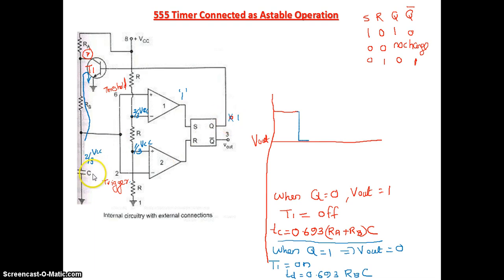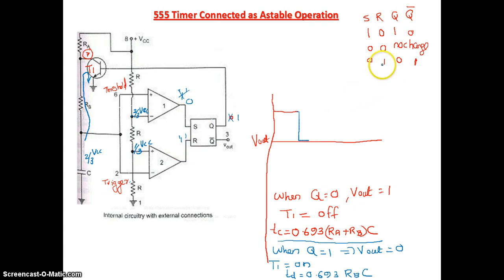Now see how much your capacitor will discharge. It will start discharging from 2 by 3 VCC. Now see here, this is again connected to pin number 2 of the second comparator, that means this trigger pin. So the positive terminal of this comparator is 1 by 3 VCC. Now when this capacitor voltage goes less than 1 by 3 VCC, this positive terminal voltage will be higher. So then this is now changed to 0 and this is now going to be 1.